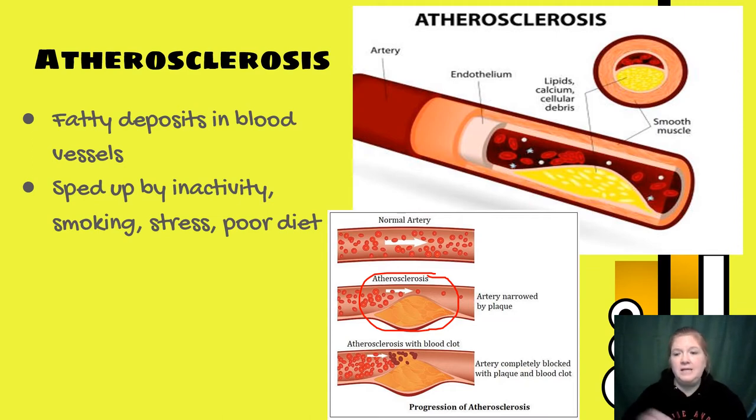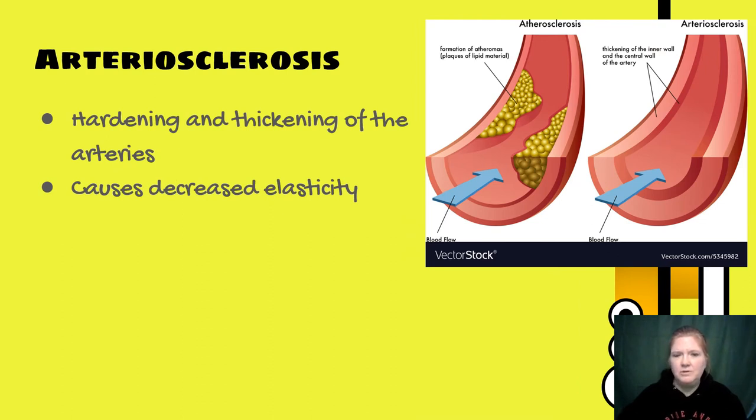Okay, now the next term we're going to look at is arteriosclerosis. Like, oh my goodness, why do these names have to be so similar, right? Well, arteriosclerosis is caused by hardening. It's hardening and thickening of the arteries. It causes a decreased elasticity. And this happens naturally as we age. Okay, it can be sped up by some things, but it does happen naturally.